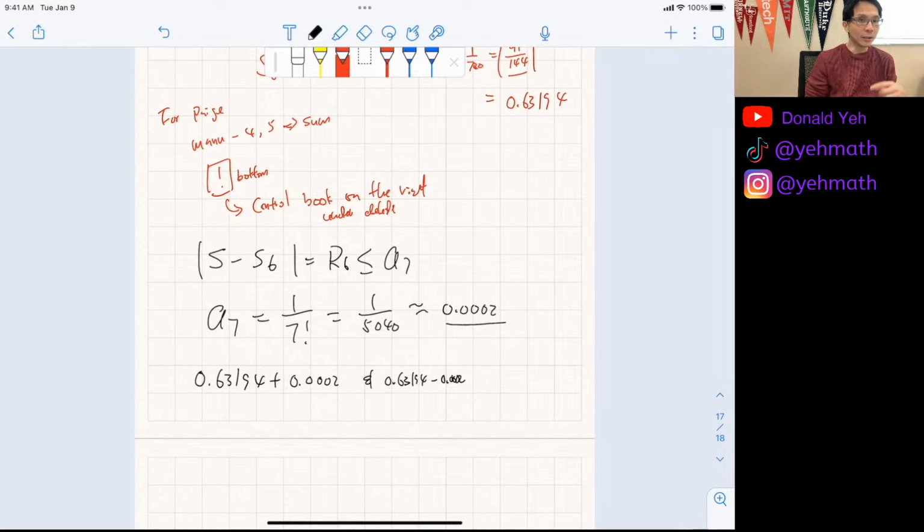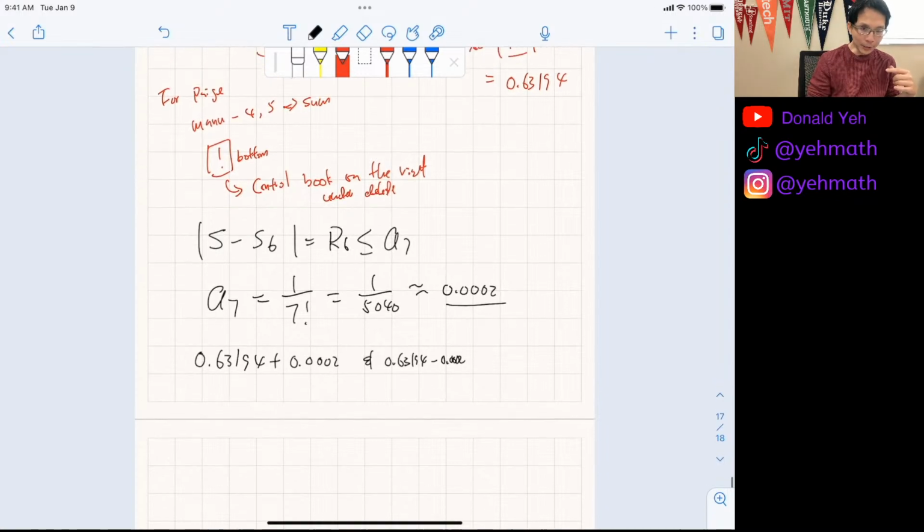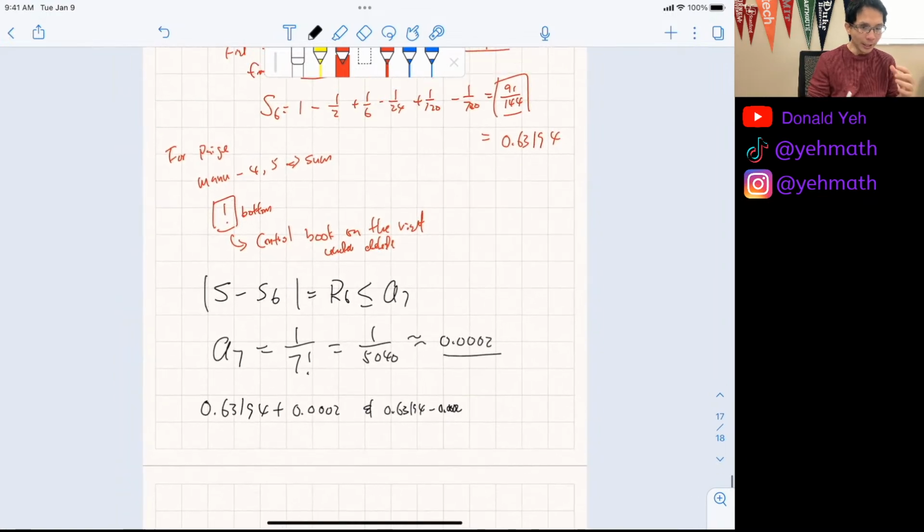So in this part, the marginal error of the sum is going to be between those two values.